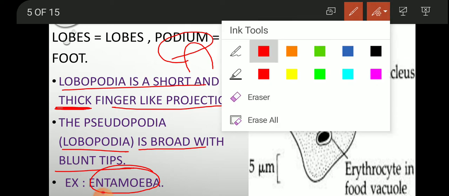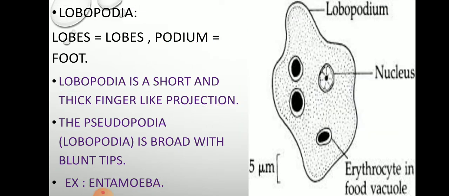You can see this. So the lobopodia is a blunt, finger-like projection. It is a short and thick finger-like projection, with blunt tips.